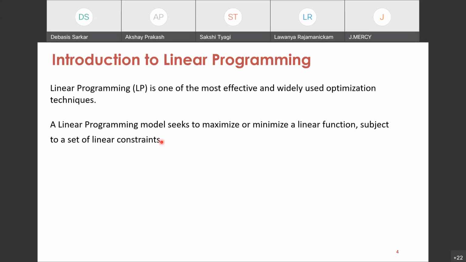So we have a linear objective function and a set of linear constraints. These constraints may be equality type constraints and inequality type constraints, but all linear, and also a set of bounds on the decision variables.